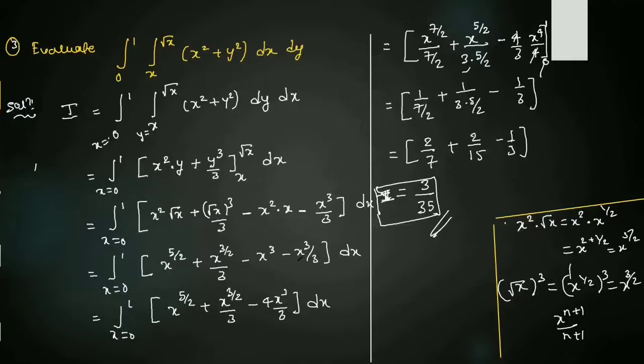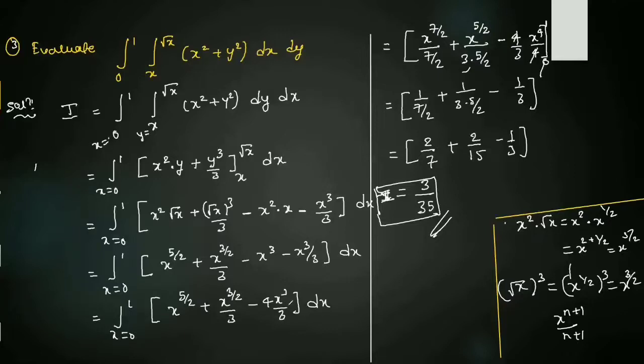So take the LCM of these three, because the powers are same. We can take the LCM. LCM is 3 and 3 will multiply here. Minus 3 and minus 1 is minus 4x cube. Now next we have to integrate with respect to x by using the formula x to the power n plus 1 by n plus 1. 5 by 2 plus 1 divided by 5 by 2 plus 1, that is 7 by 2 by 7 by 2. X to the power 7 by 2 by 7 by 2. Here, x to the power 3 by 2 plus 1. So 5 by 2 by 5 by 2.